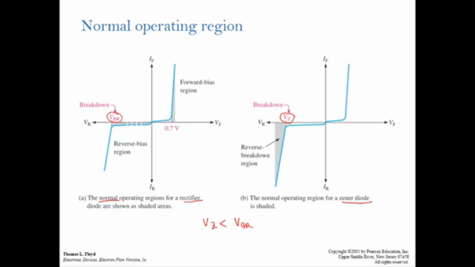VBR is actually several hundred volts, but the Zener voltage can be around 12 volts, around 5 volts, around 6 volts. Another difference is in terms of the operating region. The normal diode only operates in the forward and reverse bias regions, but the Zener diode operates in the reverse breakdown region.